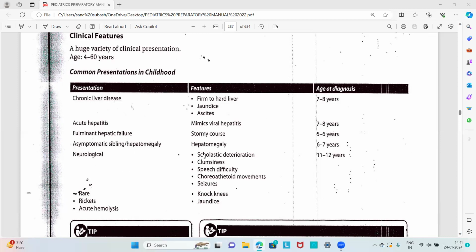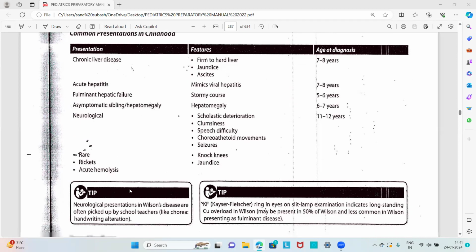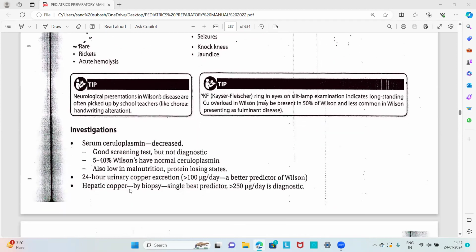Neurological features include scholastic deterioration, clumsiness, speech difficulty, choreoathetoid movements, and seizures. Rarely, knock-knees with rickets presentation will be there because of lack of vitamin D activation. There will be rickets features also. There will also be acute hemolysis, which results in jaundice.